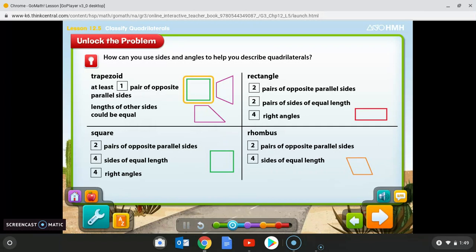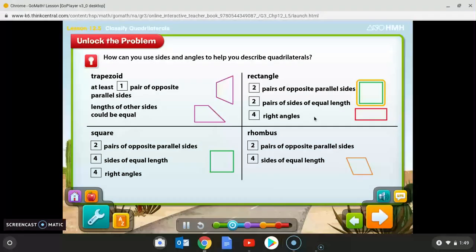So what I want you to notice now is that some shapes can be described in other ways. A square can be a trapezoid. Why? Because it has at least 1 pair of opposite sides that are parallel, and it also has some equal side lengths, right? A square could also be called a rectangle.